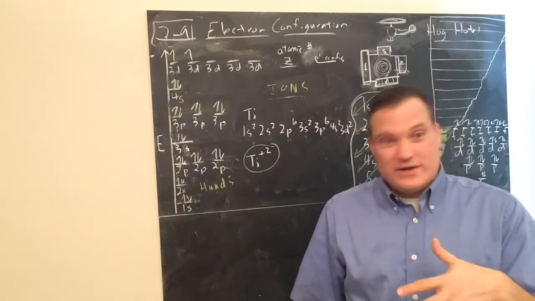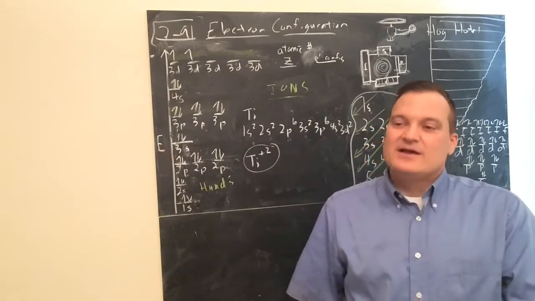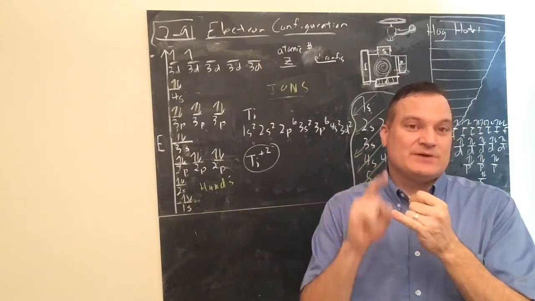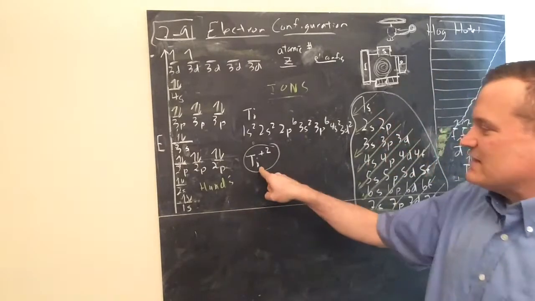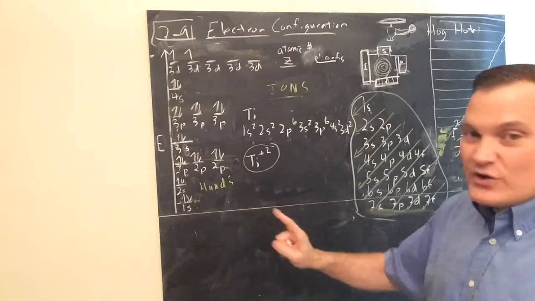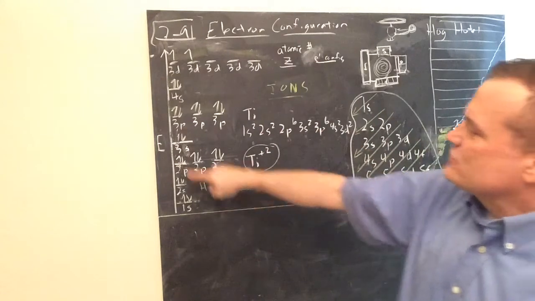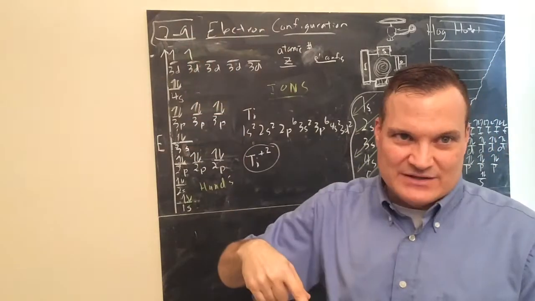If you see on a worksheet or a paper or on a quiz or on an AP exam, write out the electron configuration for titanium plus 2, first, even though they didn't tell you, you should just do titanium. First do titanium, then make the adjustment.